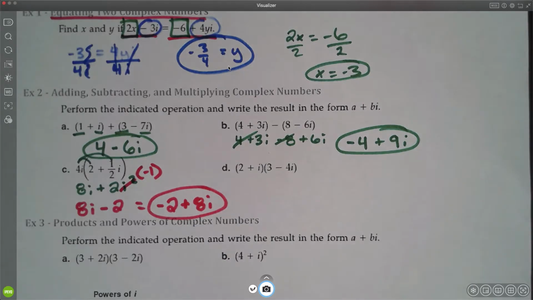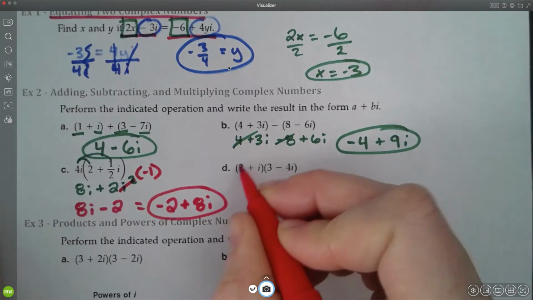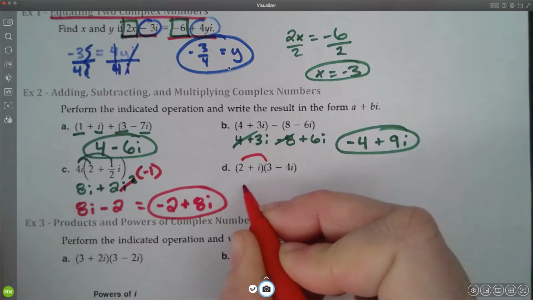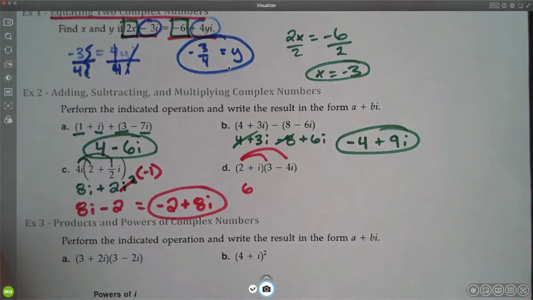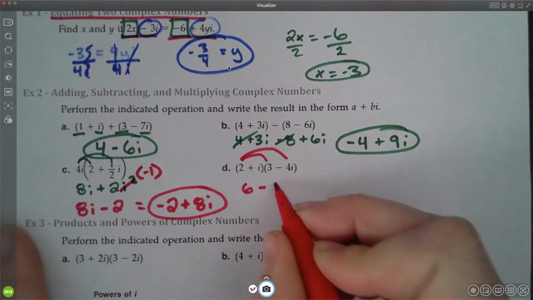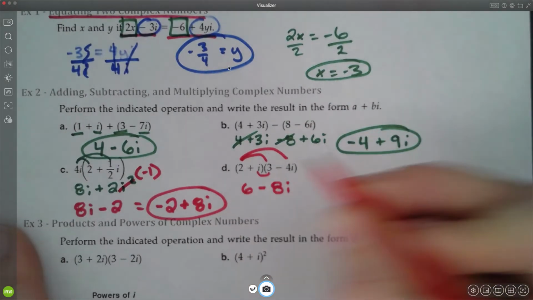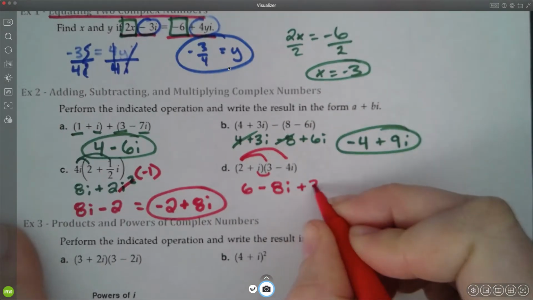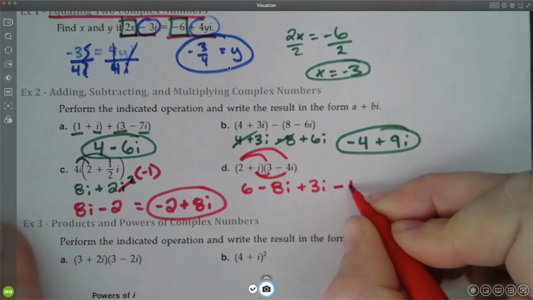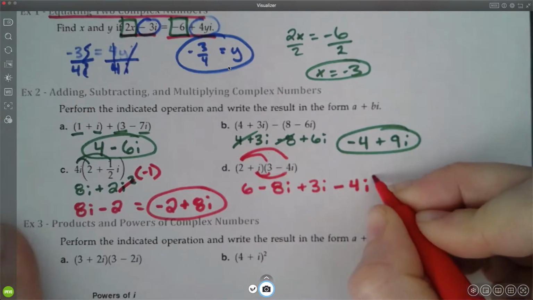What are we doing for D? Multiplying, we are just foiling, really. So I'm going to do 2 times 3 first, and then 2 times -4i. So 6 minus 8i, and then I start with the i. i times 3 is 3i. i times -4 is -4i squared. Make sure you put the square on the end of there.